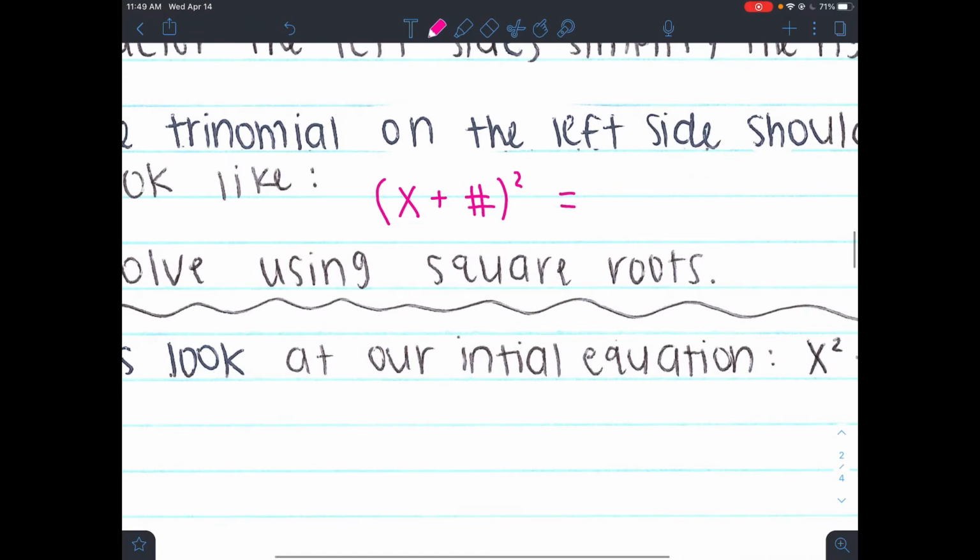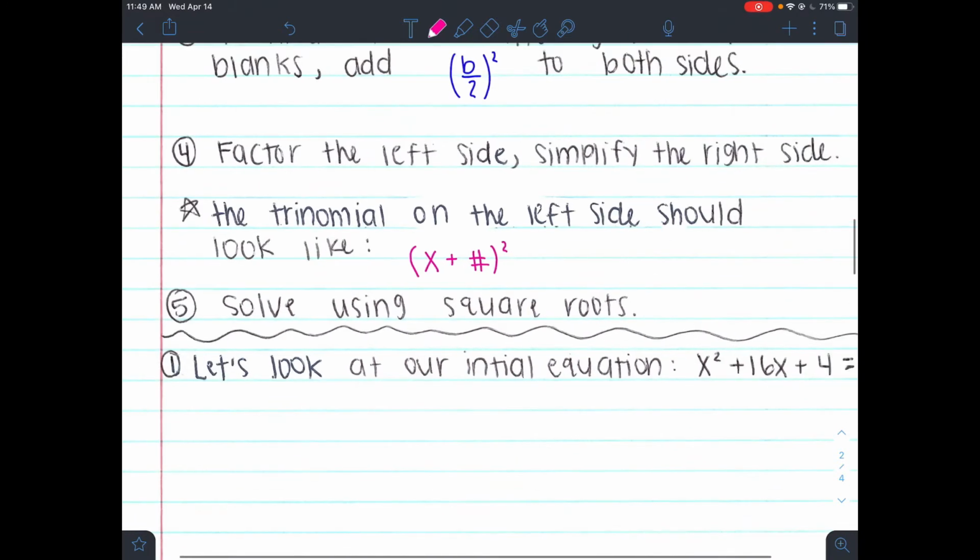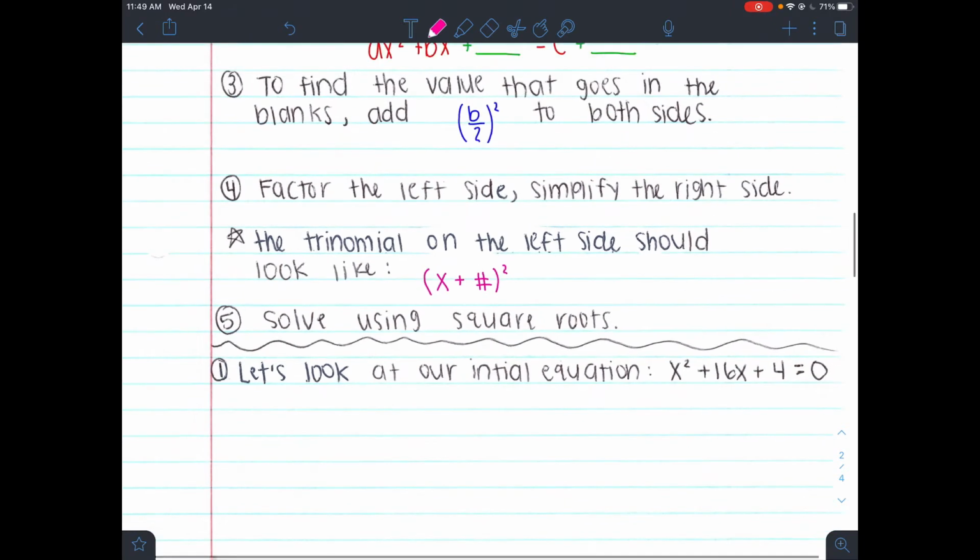And then you should have equals whatever is on the other side. But your left side should look something like this. You should have parentheses and then a squared. And then after that, you're going to solve using square roots. So we're going to take the lesson from the days before, and then we're going to use that to solve.